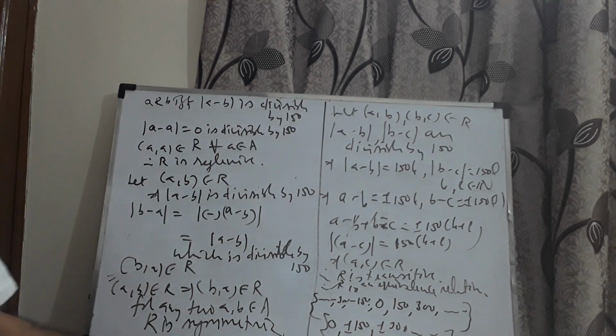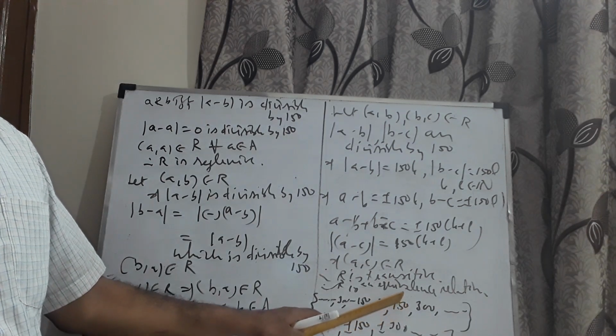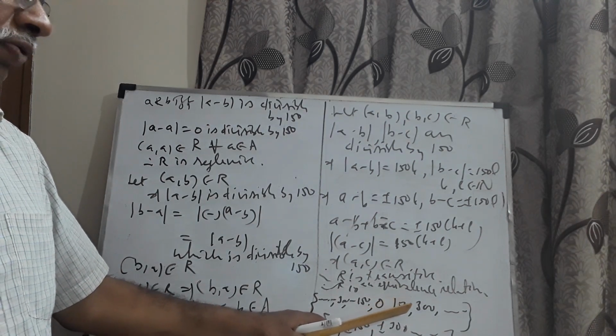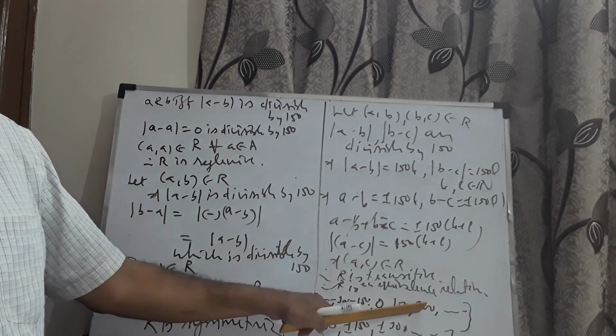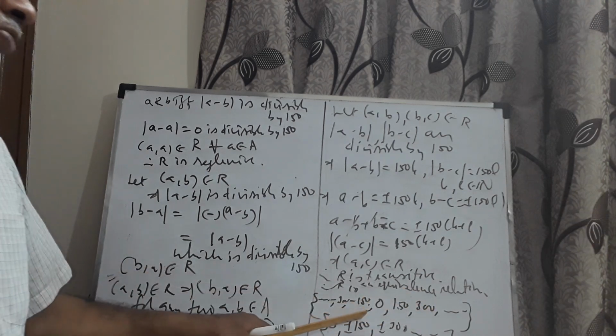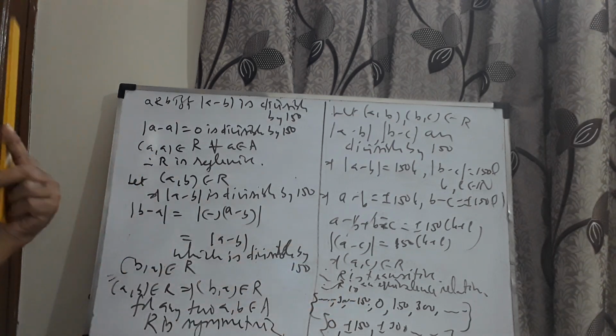We can just check: mod 0 minus 0, this will be divisible by 150. Mod 0 minus 150, which is 150, this will be divisible by 150. Mod 0 minus 300, this will be divisible by 150. Mod 0 minus (minus 150), plus 150. 0 minus (minus 300), and so on, everywhere.